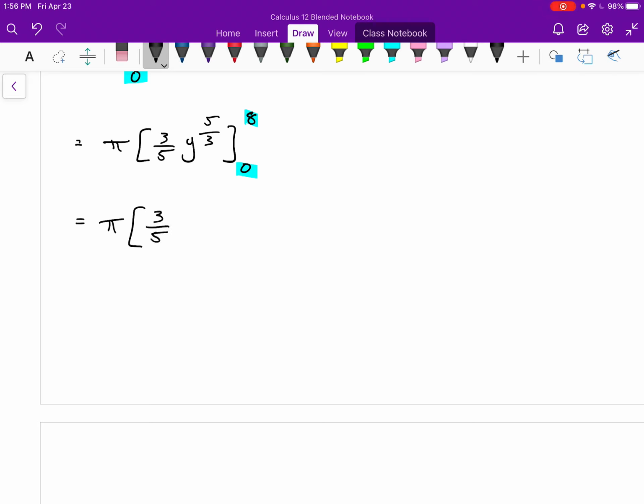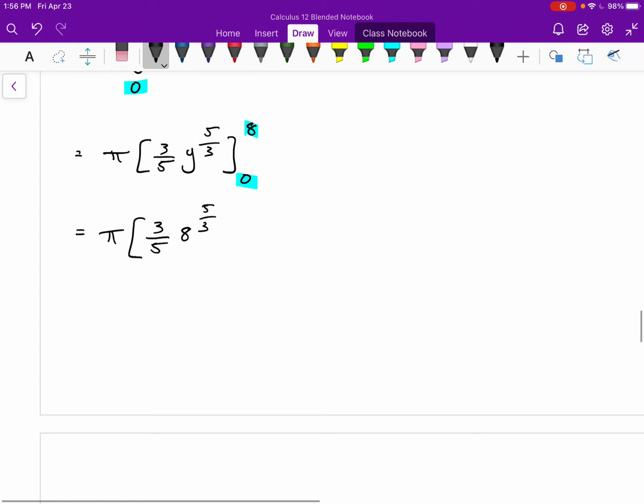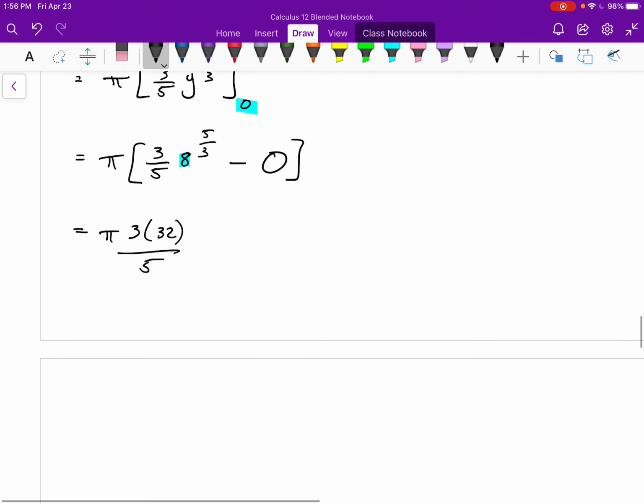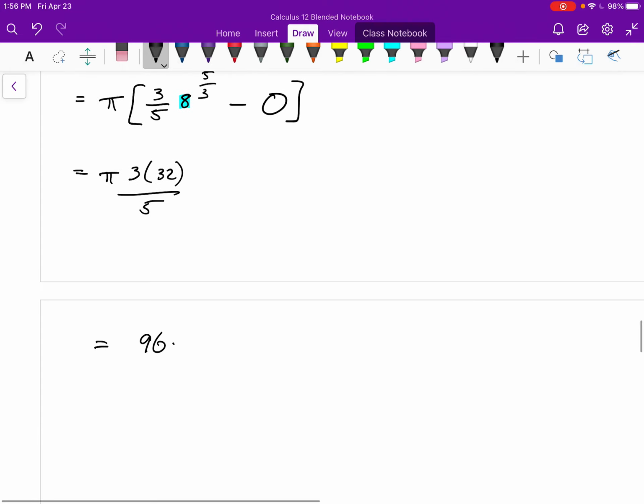3/5. Now I will say without a calculator, 8 to the 5/3 is not nearly as complex as it seems. A power of 5/3 means you're cube rooting and raising to a power of 5. So the cube root of 8 is 2. 2 to the power of 5 is 32. And so I have 32 times 3/5 minus 0. And so in the end, I have 96 pi over 5 cubic units for that region.